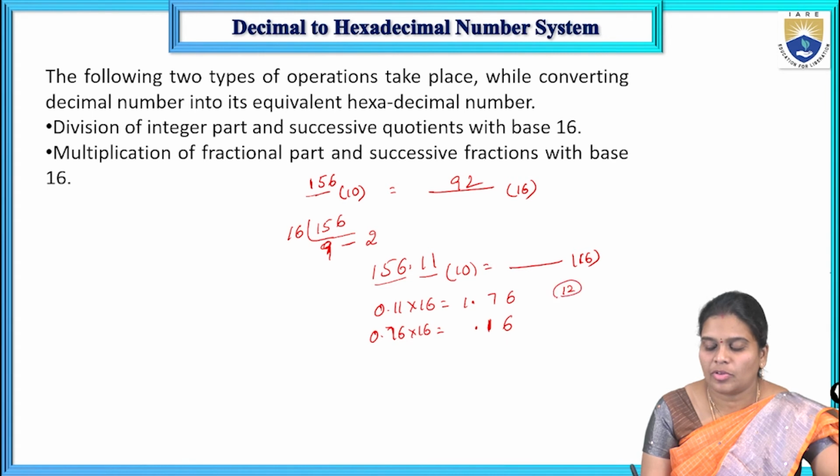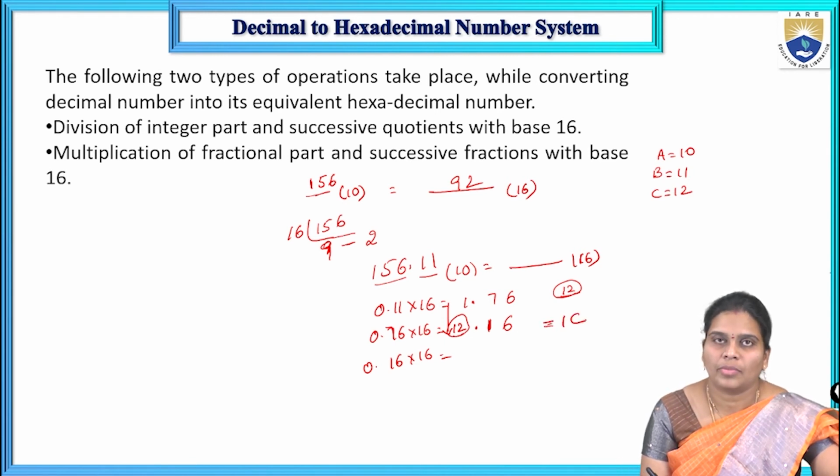So 12 is there. In hexadecimal, the 12 value we write as a letter: A equal to 10, B equal to 11, C equal to 12. The resultant value we write from top to bottom. Here we are converting decimal to hexadecimal, so that's why we are taking the alphabet. The C value is 12. So the final value is 92.C.